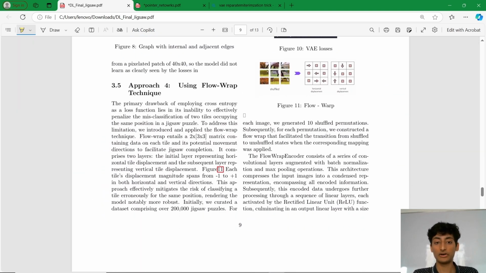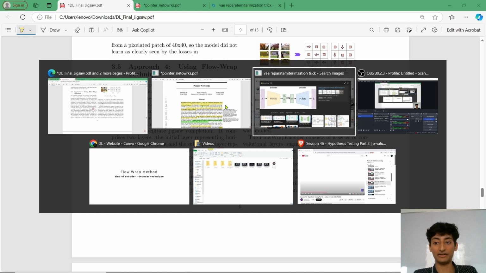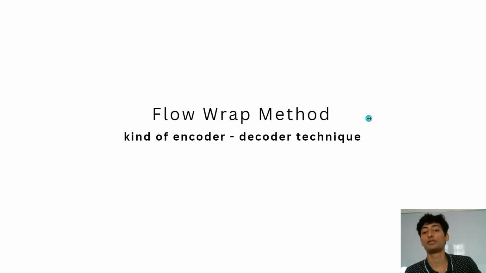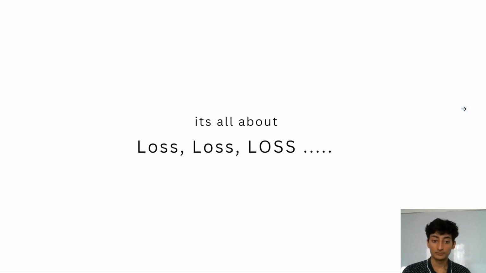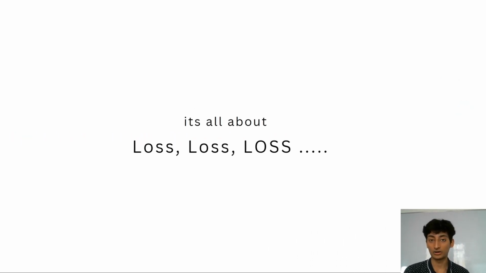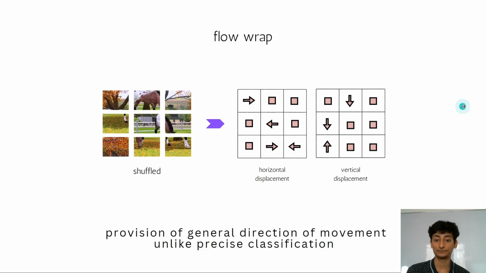Let's go to the flow warp method that we have, which is a kind of encoder-decoder technique. We have also used a segmentation type of approach in the flow warp method. Let's go. Since I've been talking a lot about losses in this video, it's all about the loss, what kind of approach you take, what kind of optimization you're trying to do, or what you're trying to maximize.